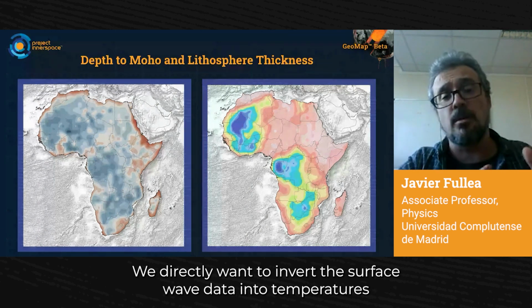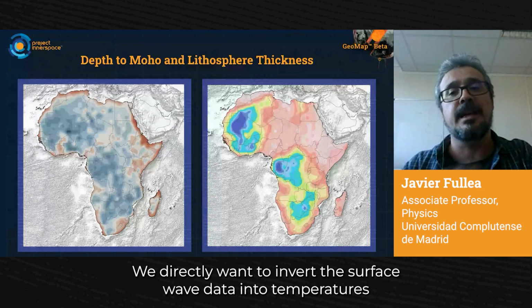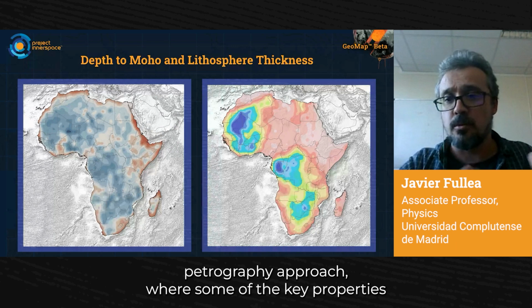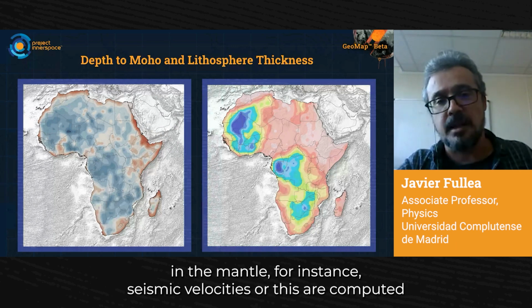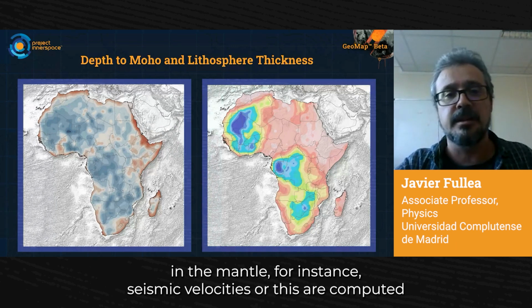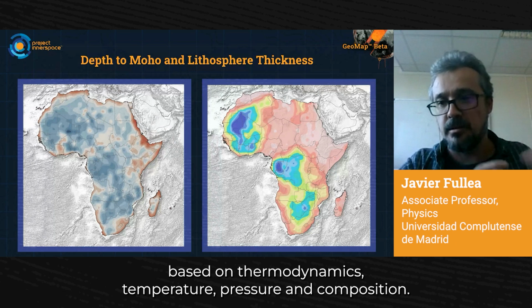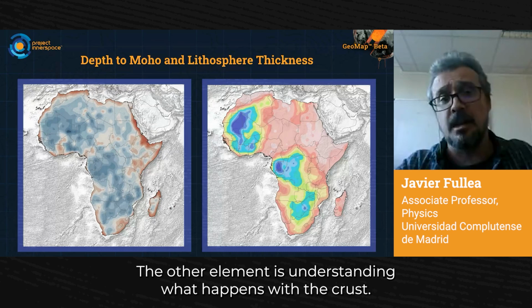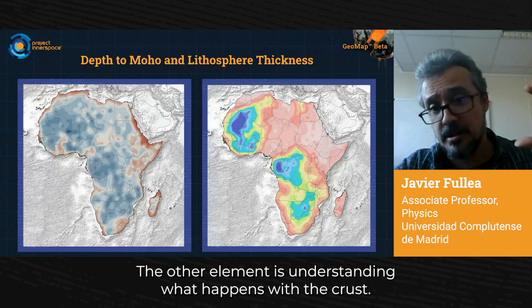We directly want to invert the surface wave data into temperatures. And for that, we use what we call an integrated geophysical petrological approach, where some of the key properties in the mantle, for instance, seismic velocities or densities, are computed based on thermodynamics, temperature, pressure, and composition. This is one element. The other element is understanding what happens with the crust.